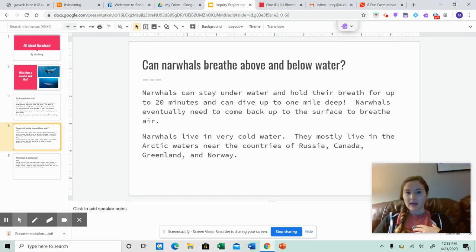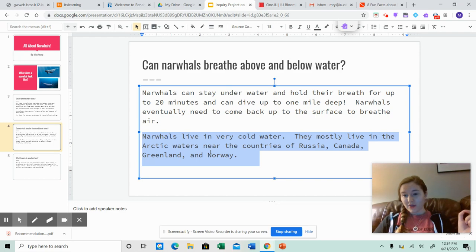For my second question, I put, can narwhals breathe above and below water? Because I know that there's some water animals that have lungs, so they can breathe above water, but they can also hold their breath for a really long time. And I was wondering if this was one of those animals. And that's true. They can actually stay underwater for about 20 minutes and they can dive up to a mile deep. But they do have to come back up above water to breathe. And I expanded on this question just like I did the other one, and I talk about where they live. So they live in very cold water by these specific countries.